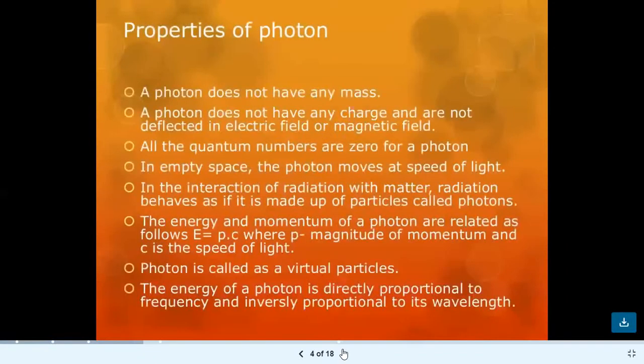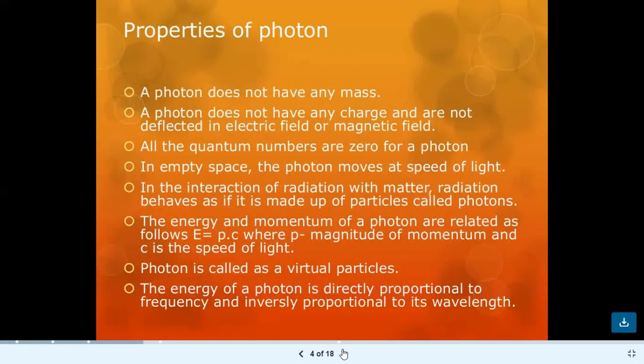What are the basic properties of a photon? Number one, a photon does not have any mass. Second, a photon does not have any charge and is not deflected in an electric field or magnetic field. All the quantum numbers are zero for the photon. In empty space, the photon moves at the speed of light. In the interaction of radiation with matter, the radiation behaves as if it is made up of particles called photons. So we can say that photons are bundles of energy.